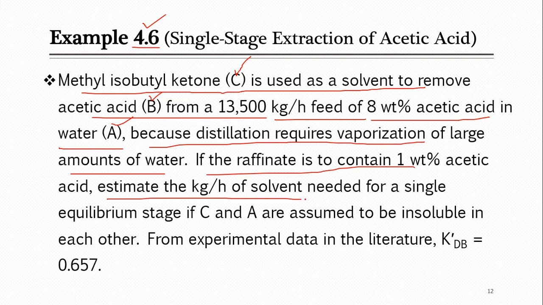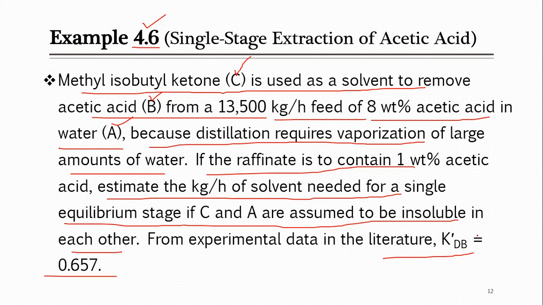Estimate the kg per hour of solvent needed for a single equilibrium stage. Here we have to just calculate the amount of solvent needed for this single equilibrium stage. If C and A are assumed to be insoluble in each other, this is an application of what we have discussed so far. The two solvents A and C are insoluble in each other, so you have to calculate the amount of solvent in that case. From experimental data in the literature, K_dB is equal to 0.657. That distribution coefficient is given to you, K, and it is 0.657.